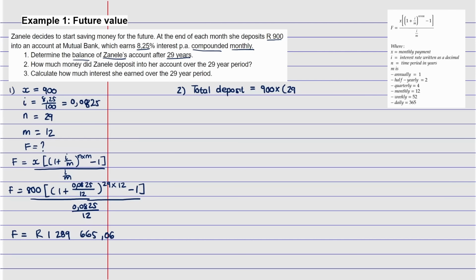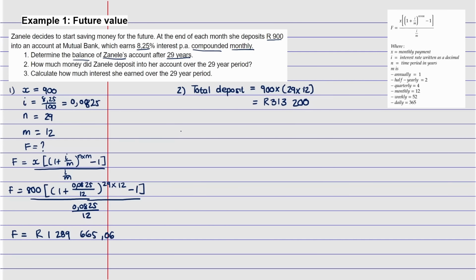But remember that within the 29 years, it was deposited monthly, meaning multiplied by 12. So it was 29 years, but in every year, it was every month. That is why it's multiplied by 12, because it was compounded monthly. I hope that makes sense. Plug that into the calculator. So this is the amount of money that she deposited: 313,200.